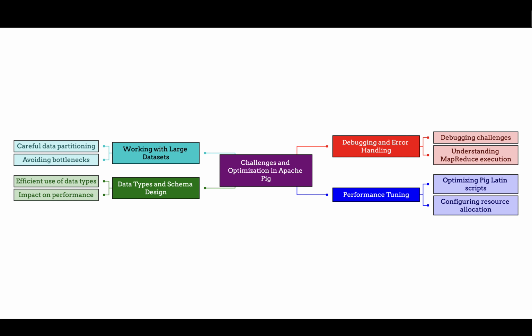Challenges and optimization in Apache Pig. 1. Debugging and error handling. Debugging Pig scripts can be challenging due to the abstraction over MapReduce. It's important to understand the underlying MapReduce execution to effectively debug.